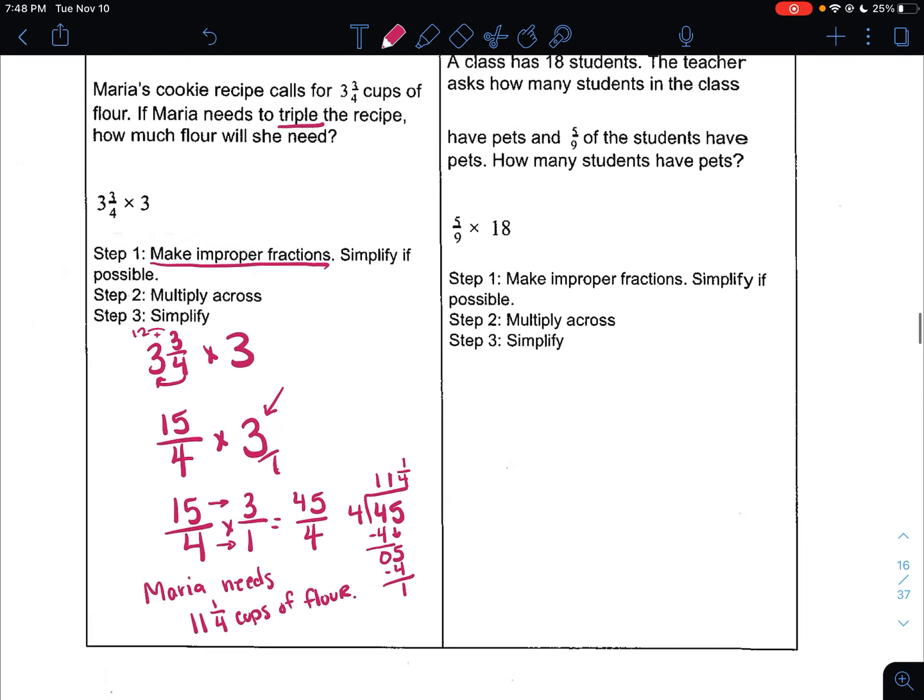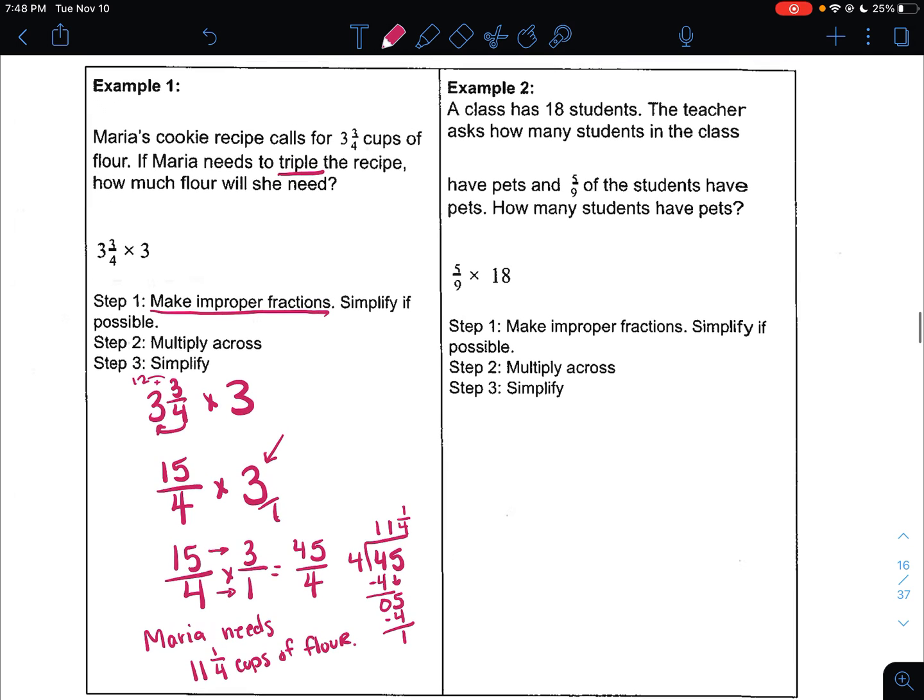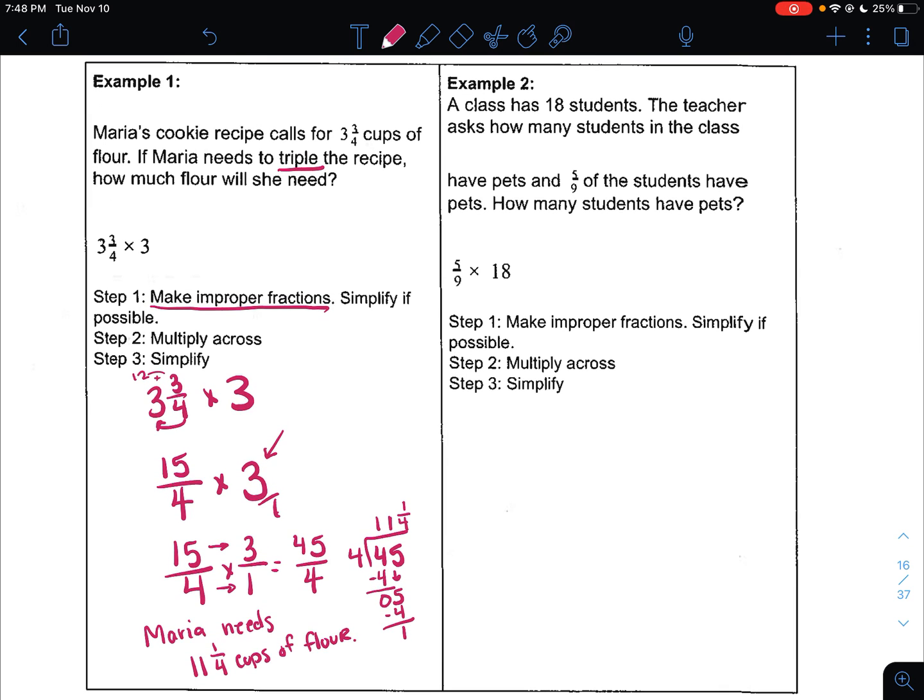Okay, so there you have example 1. And now we're going to do example 2. So example 2 says that a class has 18 students. The teacher asks how many students in the class have pets, and 5/9 of the students have pets. How many students have pets?